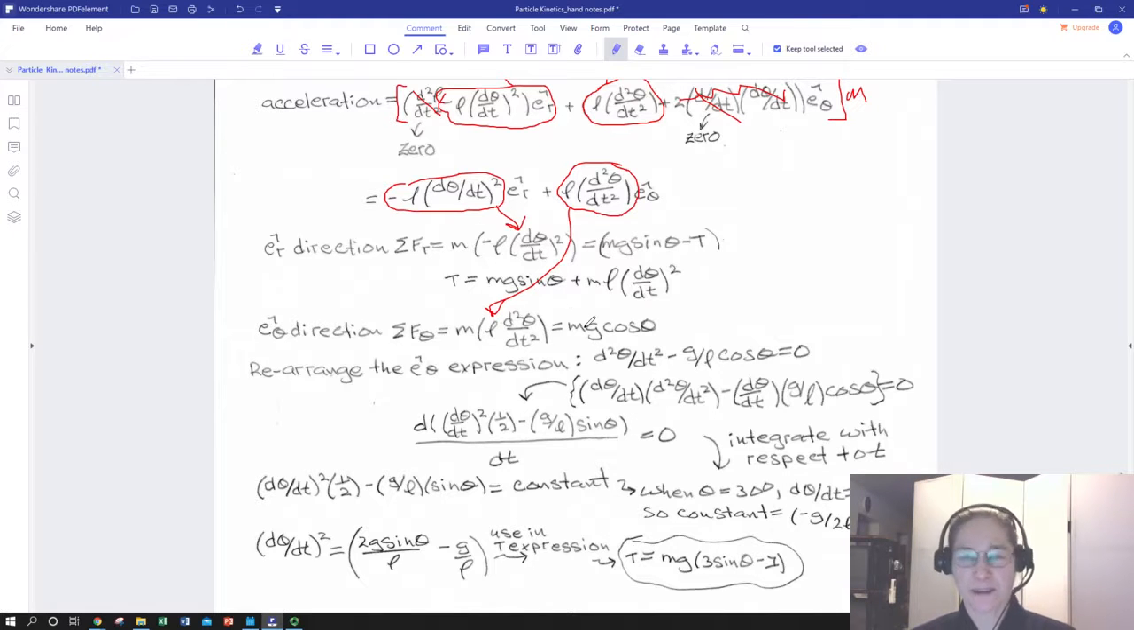So I can say that basically I could cross out these and say string length times the second time derivative of theta equals g times cosine theta. And this is a rearrangement of that expression with the zero terms removed. So this is basically my Newton's second law application to the theta direction right here. So I'm going to use a math trick to make this a little bit easier to see. This is basically the second derivative of theta.